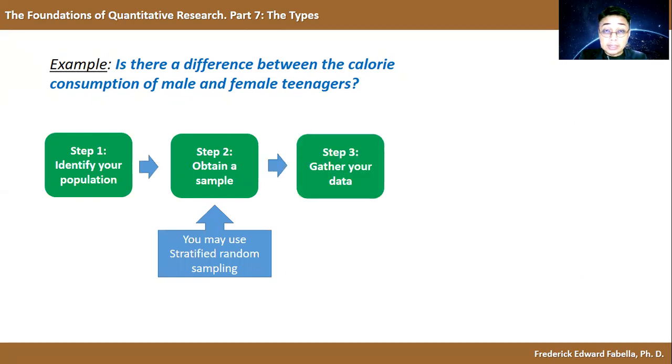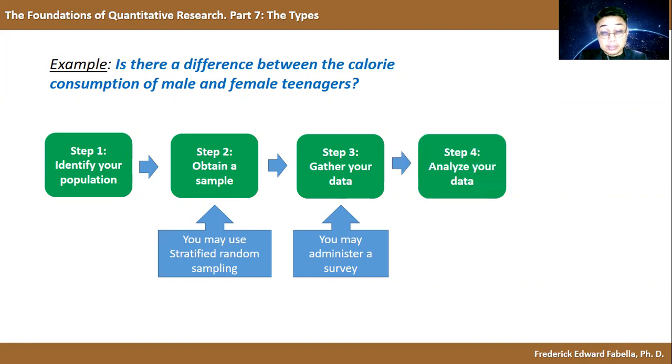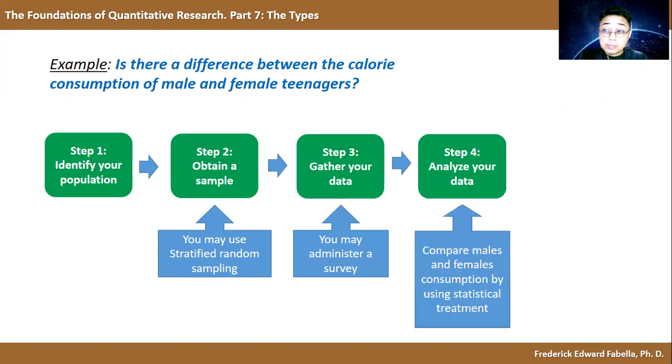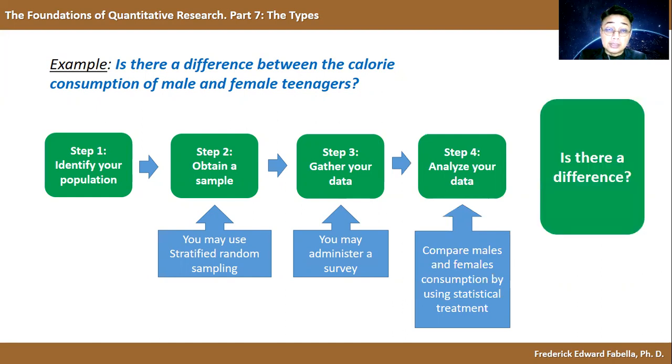And then you gather your data. How do you do that? You may administer a survey about their calorie consumption. And then after you administer the survey, you analyze your data. You can compare males and females' consumption by using statistical treatment. And then you answer the question, is there a difference? Okay, so this is an example of comparative design under descriptive.